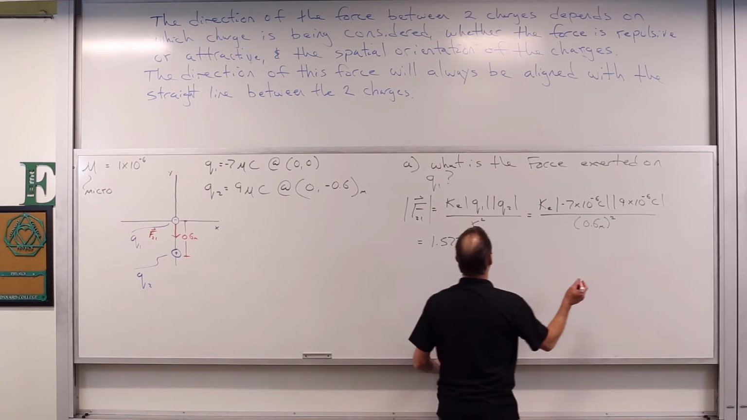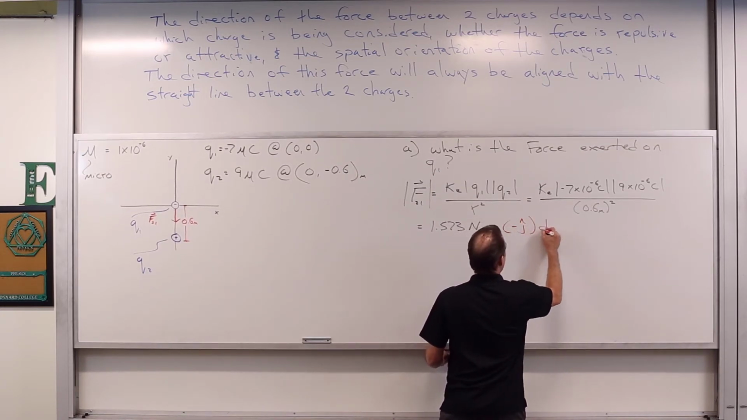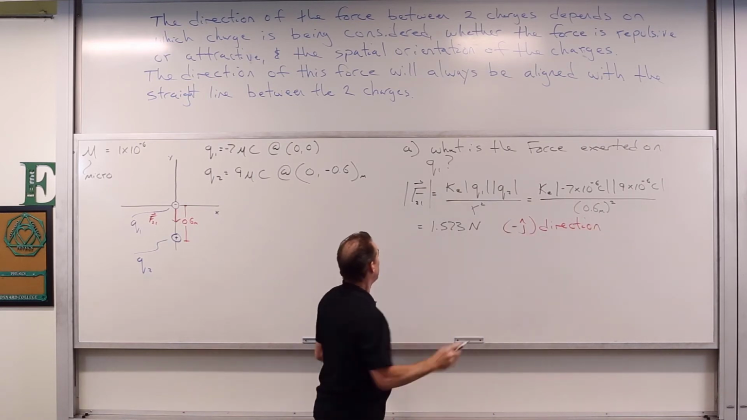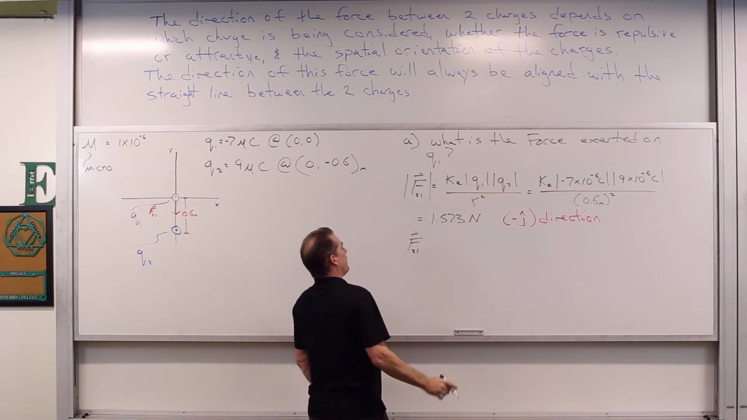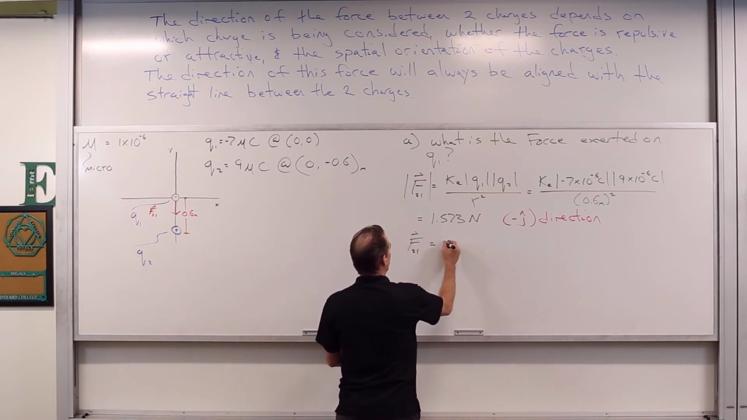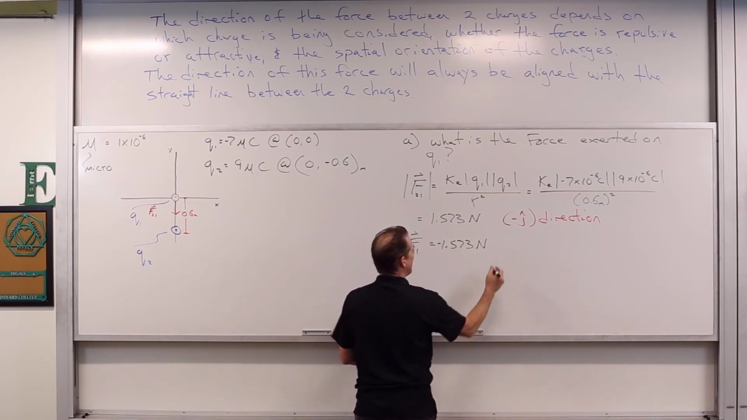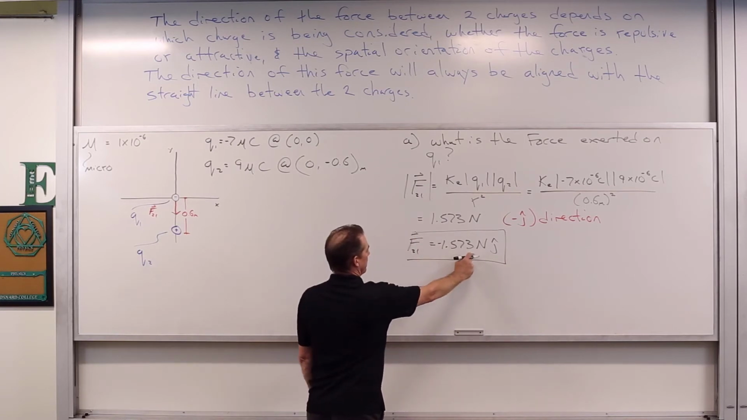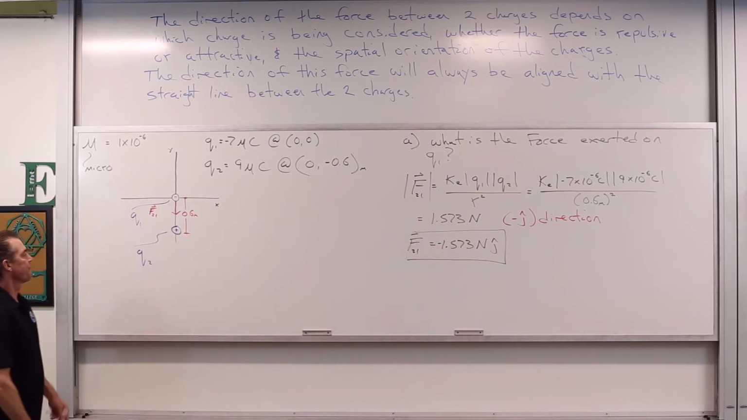So when we go ahead and stick this in, we can go ahead and say then that the actual force Q2 exerts on Q1 is equal to 1.573 newtons. I'm going to make that negative. Throw a j hat there, and there we go. So there's the magnitude, there's the direction. Negative 1.573 newtons j hat. Fantastic.